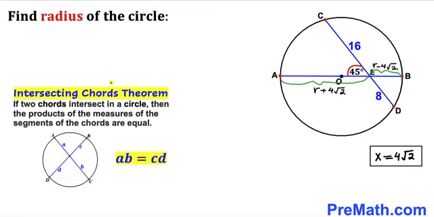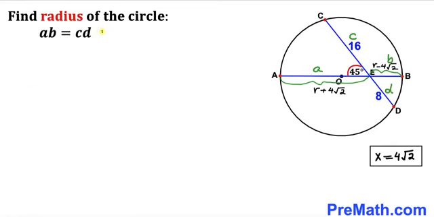And now let's recall the intersecting chords theorem once again. We are going to apply it now over here. Let me go ahead and call this segment A, this segment B, this segment C, and this segment D. So let's go ahead and fill in the blanks in this formula. So A in our case is r plus 4 times square root of 2, times B, which is r minus 4 times square root of 2, equals C which is 16, times D which is 8.